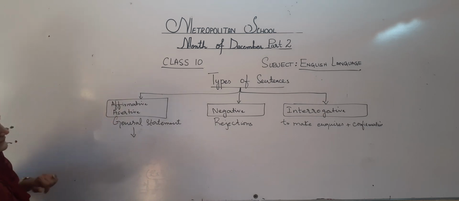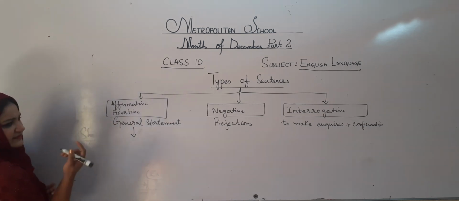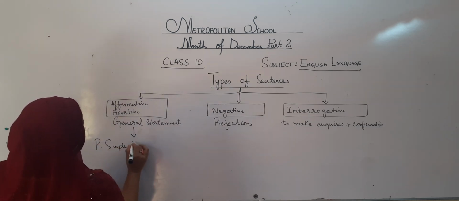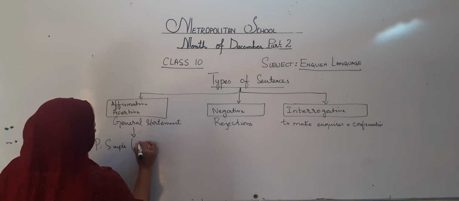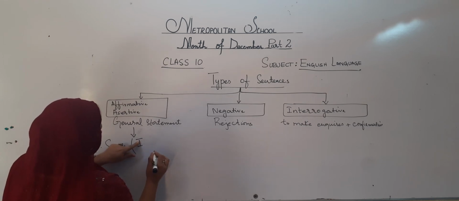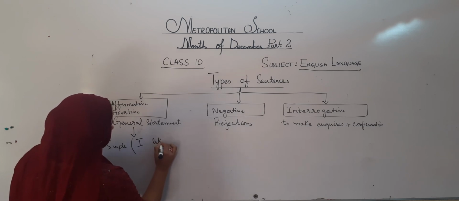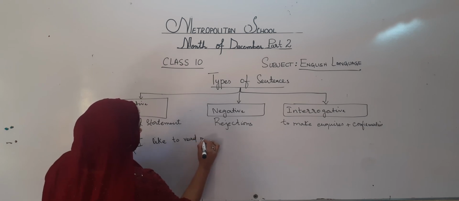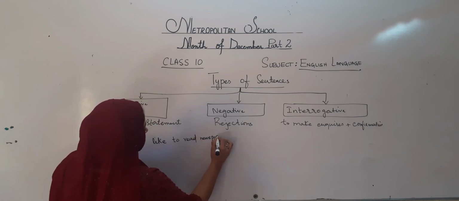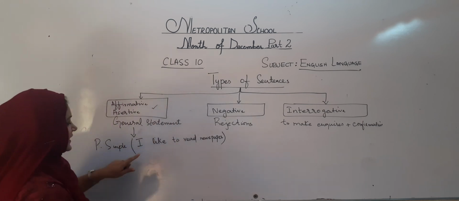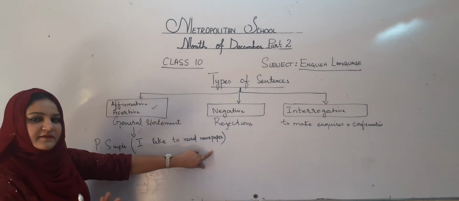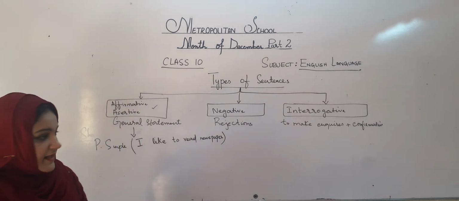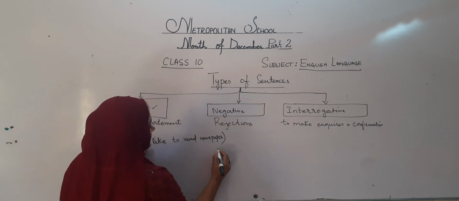Number one, for example, I am taking tense present simple, and my sentence is: I like to read newspaper. My sentence is in assertive form. I like to read newspaper, and this is a general statement. Now I am willing to change it into negative. So how will I change it?